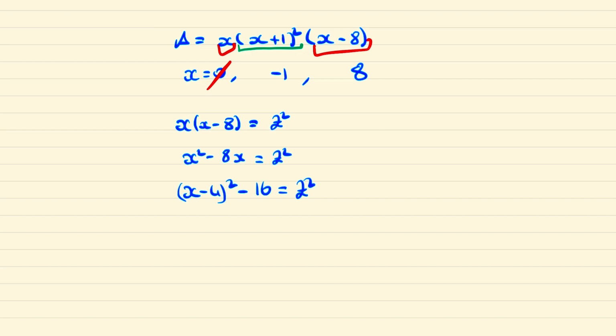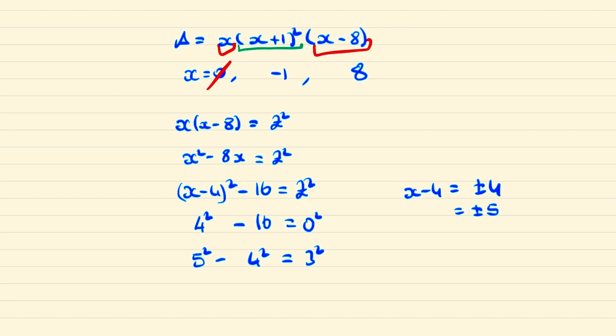And now there are two ways to find the values of x which satisfy this equation. We can do it by writing 16 as the difference of two squares and then looking at its factors. Or we can recognize by observation that this is the same thing as doing 4 squared minus 16 is equal to 0 squared. Or the Pythagorean triple, 5 squared minus 4 squared is equal to 3 squared. And thus our possible values for x minus 4 can be plus and minus 4 or plus and minus 5. And solving these leads to the solution x equal to 0, 8, minus 1 or 9.